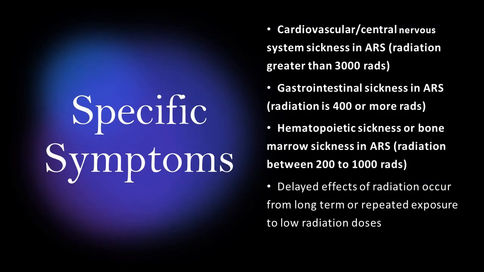The specific symptoms may be related to cardiovascular or central nervous system, gastrointestinal system and hematopoietic system. Cardiovascular or central nervous system sickness occurs when the total body dose of radiation is greater than 3000 rads. This type is the most fatal and the prognosis is poor. It is marked by nausea, vomiting in the prodromal stage, along with anxiety, confusion and loss of consciousness within few hours, followed by tremors and convulsions within 24 hours, leading to coma and death within 3 days.